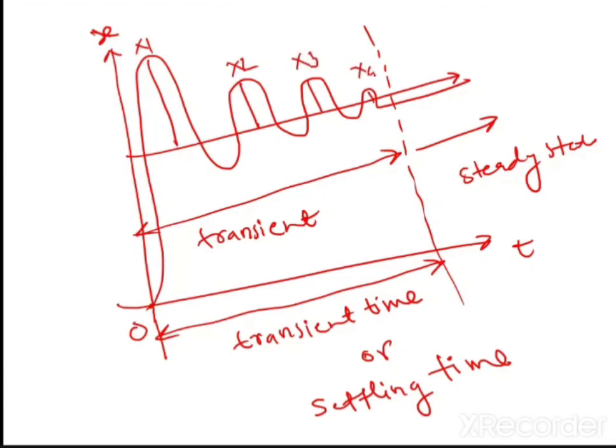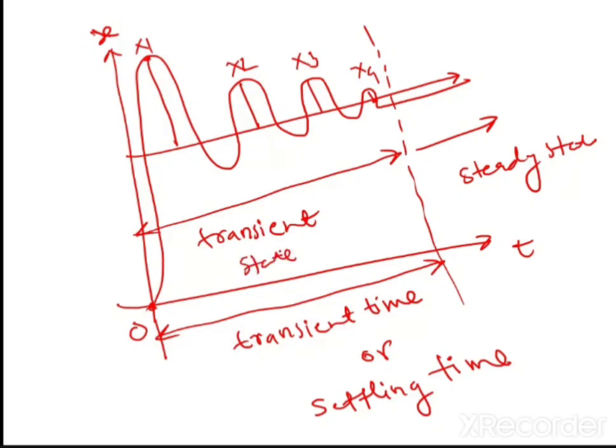And it went to the x4. So from 0 to x4, what happened? There's a change in the output with respect to time. It means your output is changing, your output is not constant. So it is called a transient state.